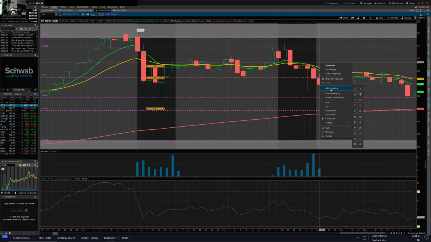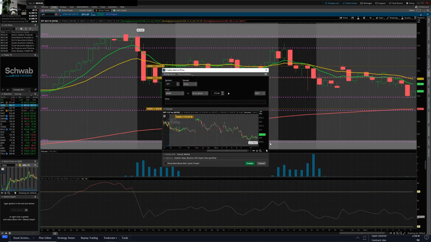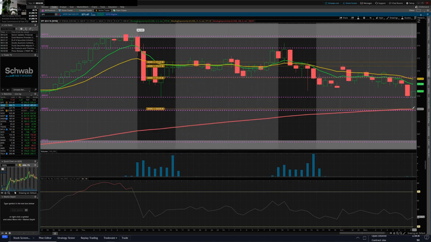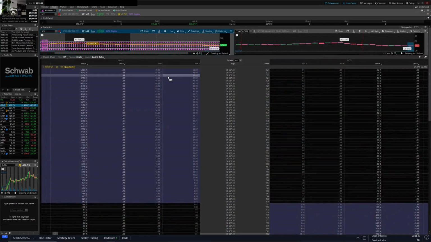Create an alert right here at the top of these wicks, which is another area of strong resistance to look at taking trades to the downside. And of course, our alert is already set down here for 569 to take a play to the upside should we get down there and bounce off of that level. But those are my several plays that I'm looking at. Obviously, we're going to be looking at all products.